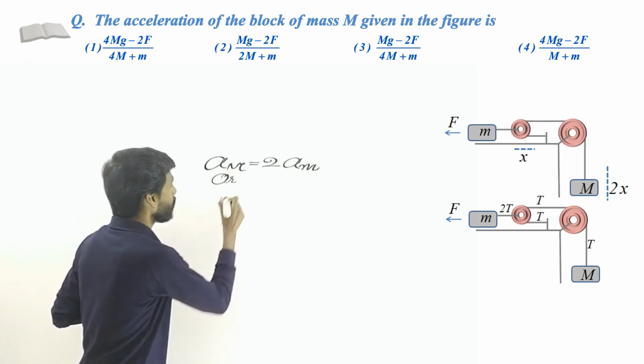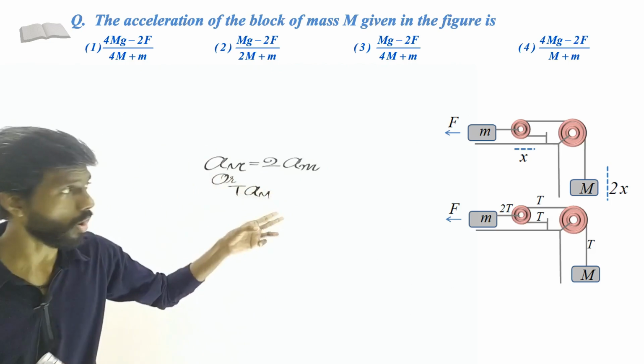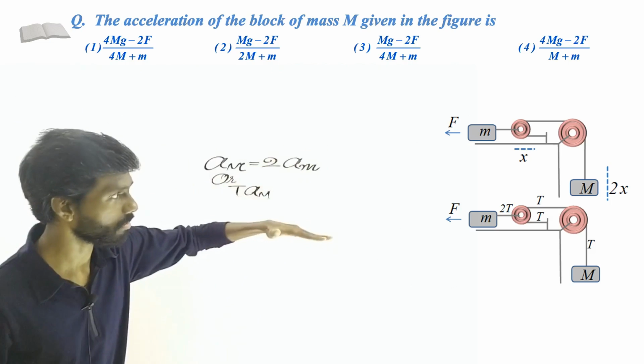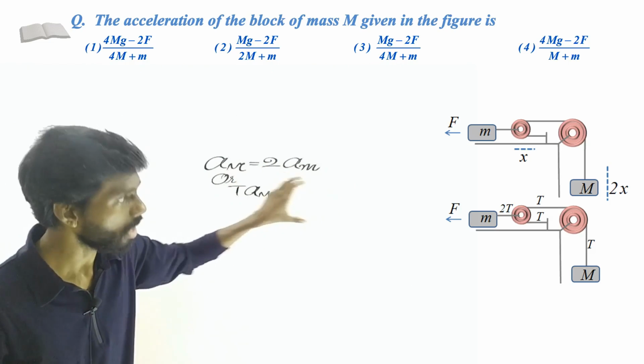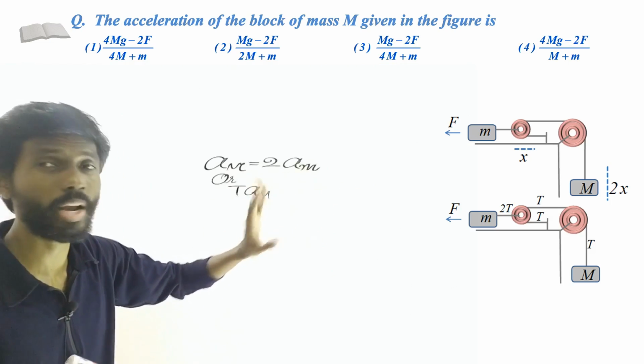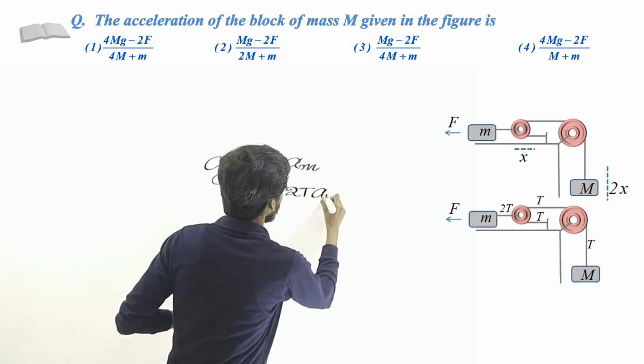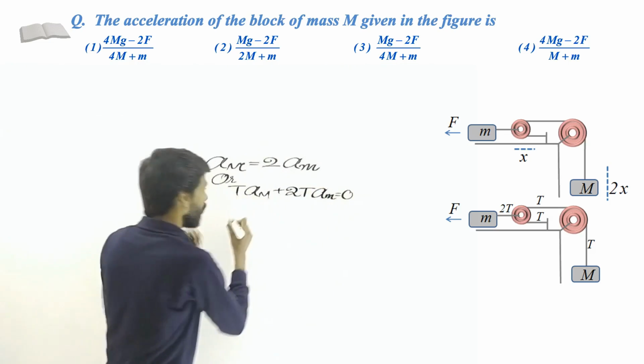So that means T multiplied by the acceleration of M. What is the tension acting on this block? That is 2T, right? T plus T, two strings attached to that. So 2T is the tension acting on the block of mass small m. So that means plus 2T times am, which equals 0. So that gives you the relation.